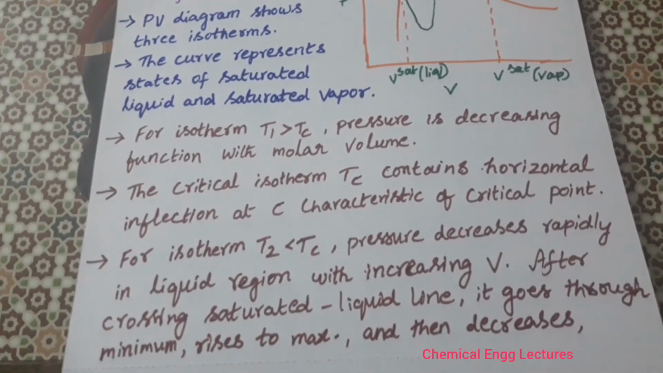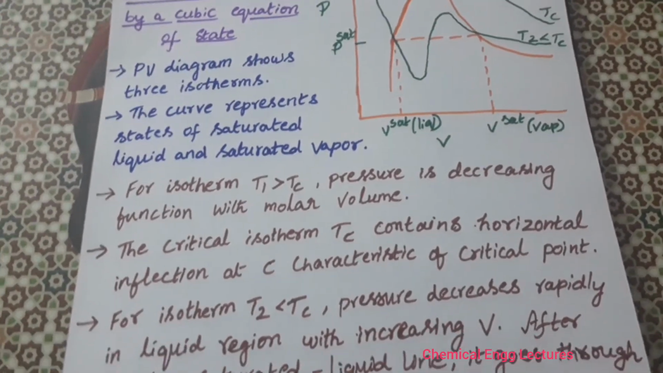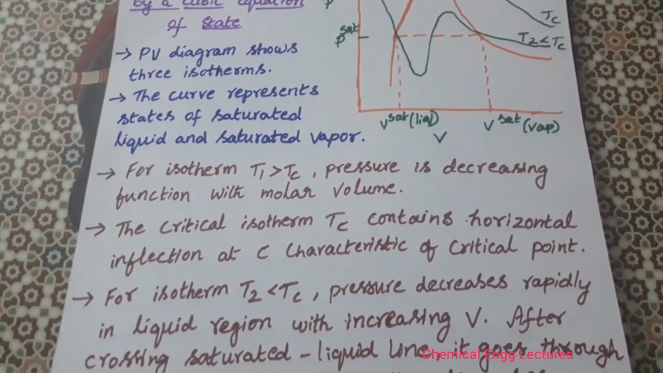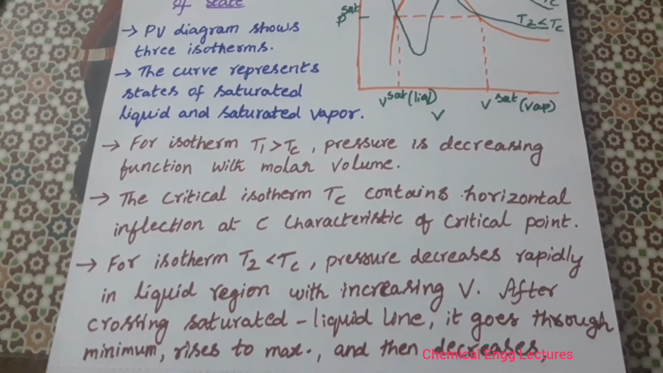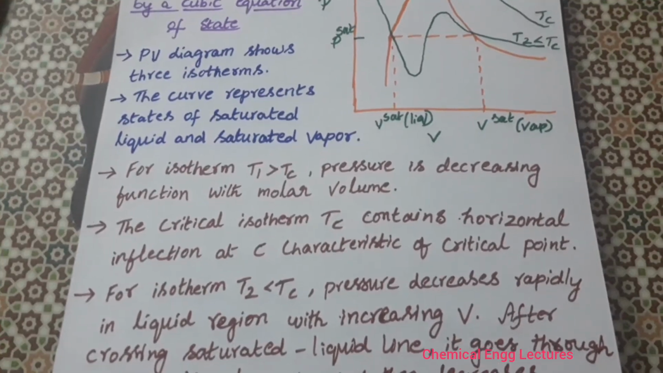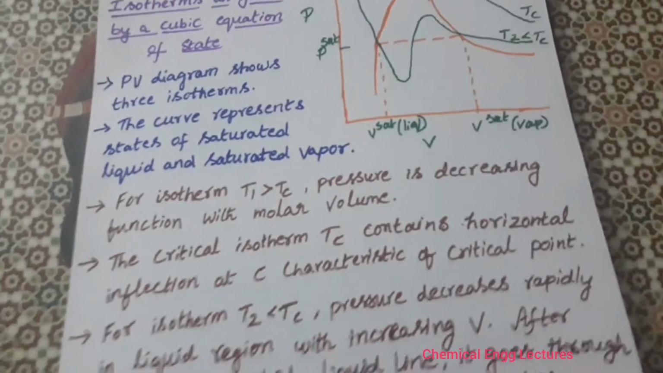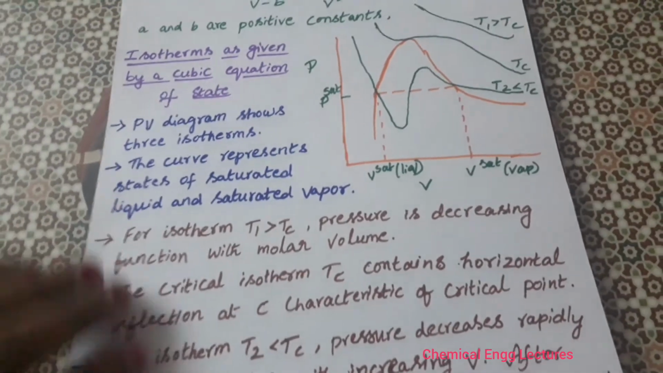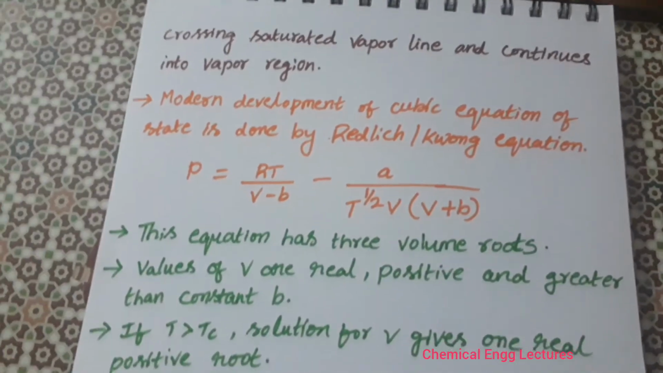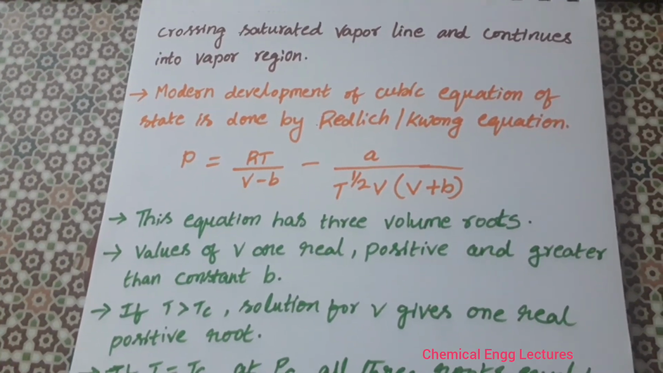The next one is the isotherm T2 less than Tc. The pressure decreases rapidly in the liquid region with increasing volume. Then after crossing the saturated liquid line, it goes through a minimum and then rises to a maximum and then again decreases, as you can see in the figure. First it decreases, then it goes to a minimum and then it increases. Here it crosses the saturated vapor line and continues into the vapor region.